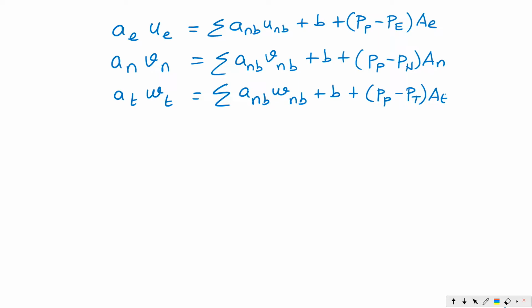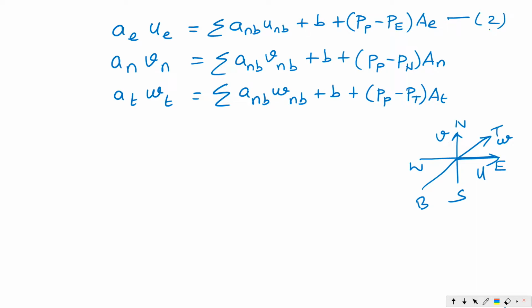To have some idea about these, the x direction is my east and west, the y direction is my north and south, and the z direction is my top and bottom. Along the x direction the velocity is called u, along y it is v, and along z it is w. Hence here it is ae ue, here an vn, here at wt. I hope with this diagram it will be easy to recollect this equation. Let us call this equation 2, and we already have equation 3 for some other one, so we will call this 4, this 5.